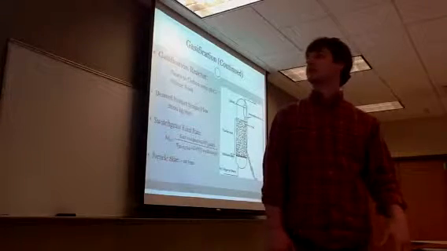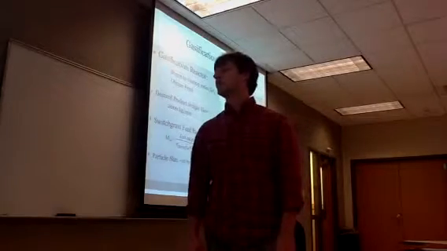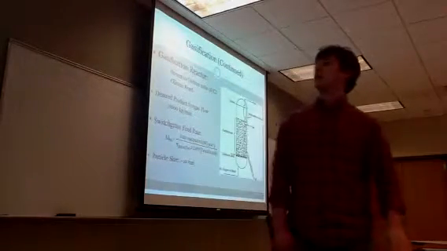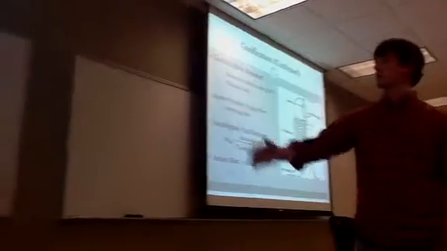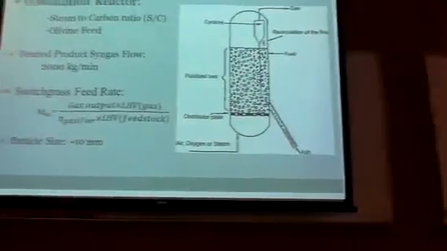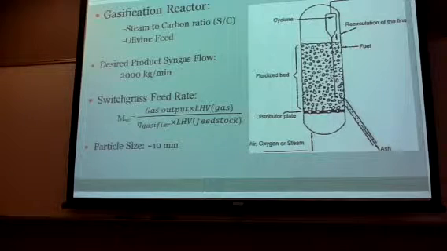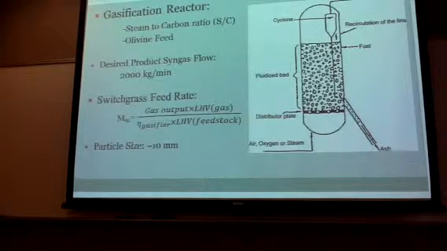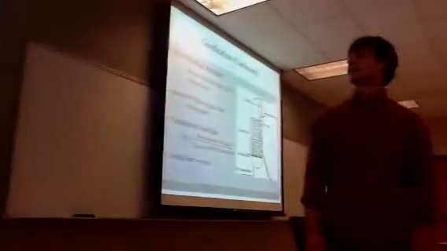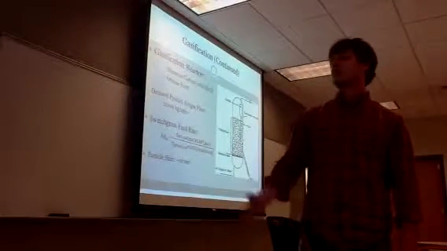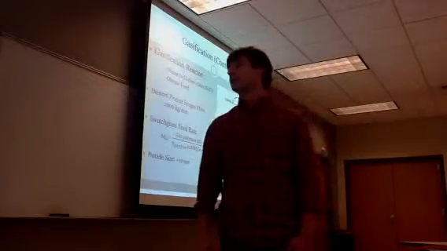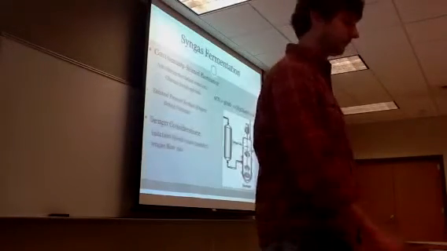Next, our desired product syngas flow is a design parameter specified by us, which was 2,000 kilograms per minute output of the syngas. From that, we can find our switchgrass feed rate from that equation, multiplying the output by the lower heating value of the gas, whose composition I'll go over later, and dividing by the efficiency of the gasifier multiplied by the lower heating value of the feedstock itself. Just as important as heat transfer is mass transfer, which in our pre-treatment stage we address with a particle size of close to 10 millimeters.